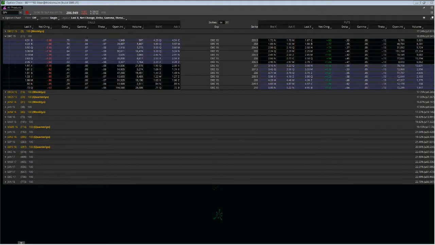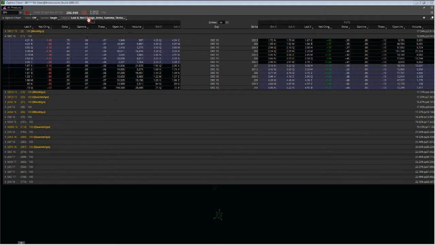And up until the start of 2015, the monthlies always expired on a Saturday. They changed that and made it so that they all expired on Fridays in January of 2015, with the exception of the index quarterlies.